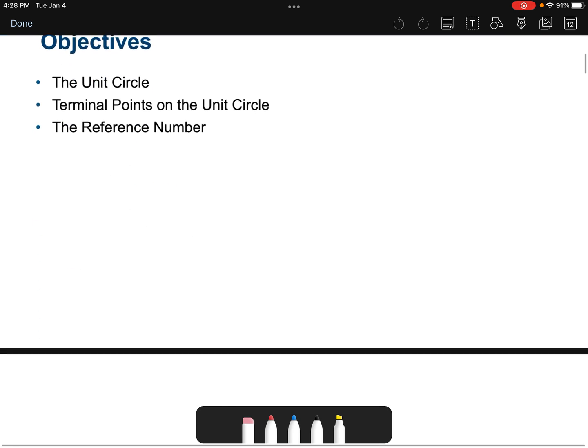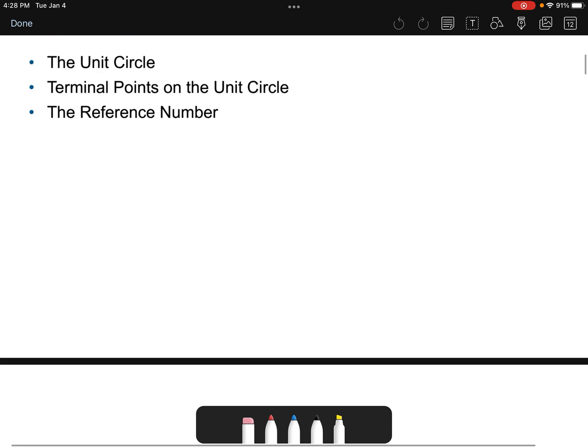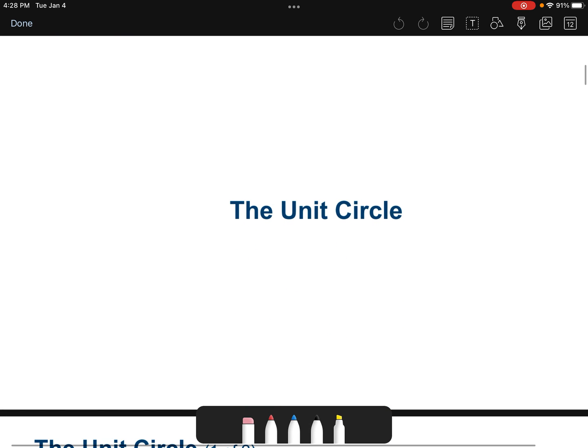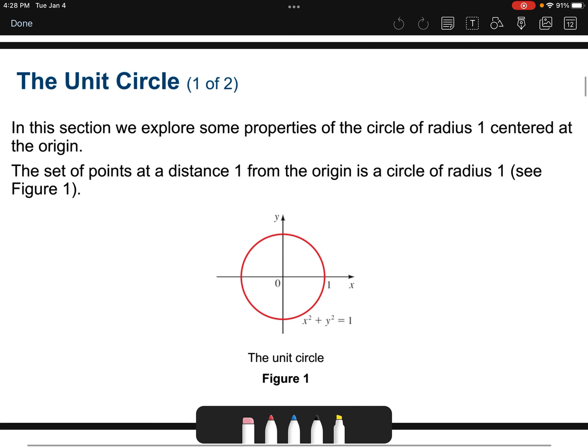So our objectives today are to, number one, determine what the unit circle is, find terminal points on the unit circle, and then use the reference number. Okay, so here we go. What is a unit circle? Well, literally, a unit circle is a circle with a radius of 1 centered at the origin.